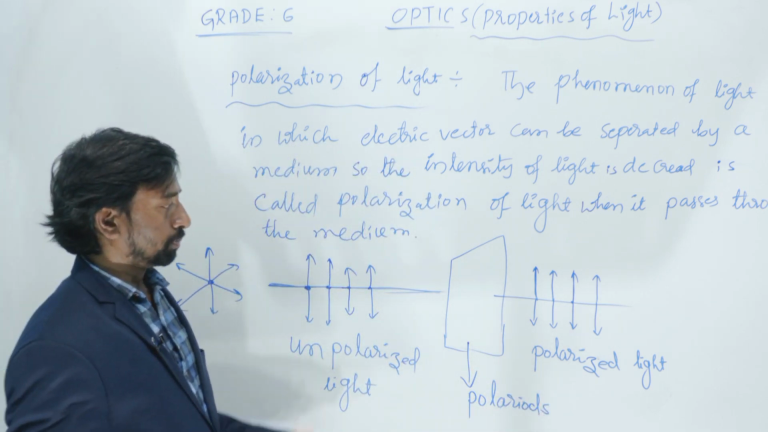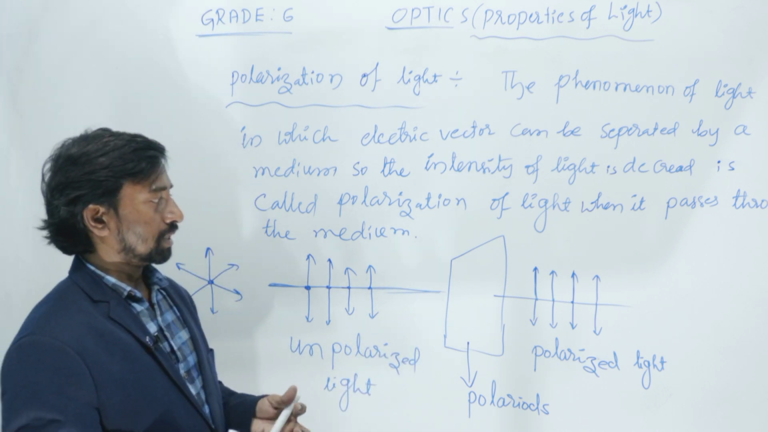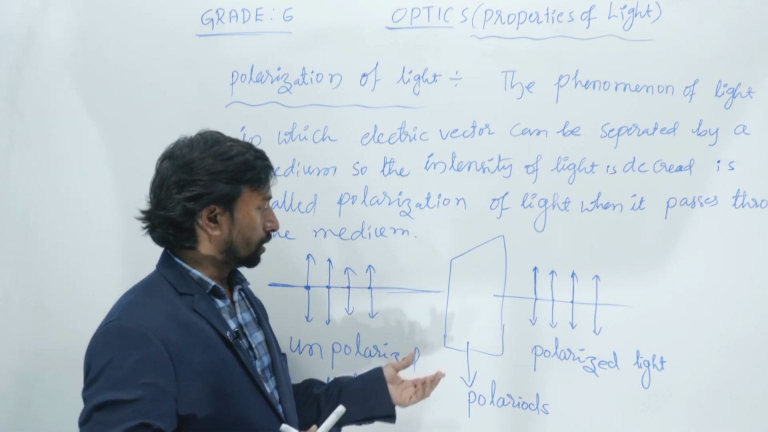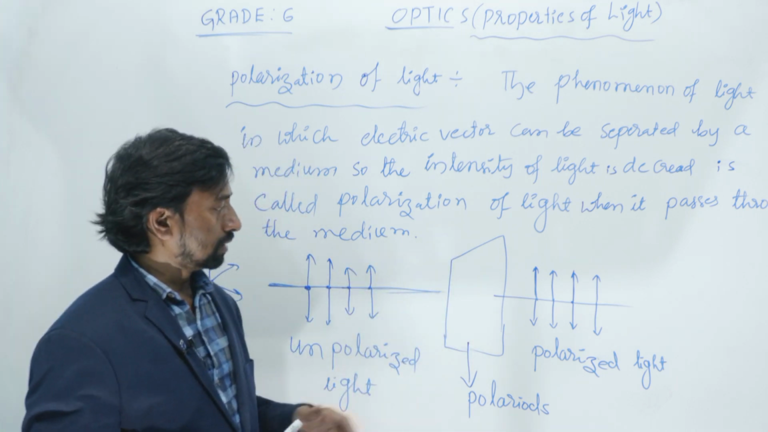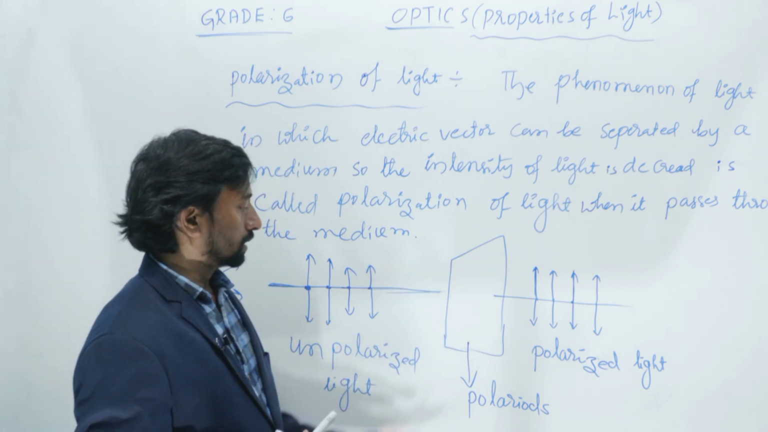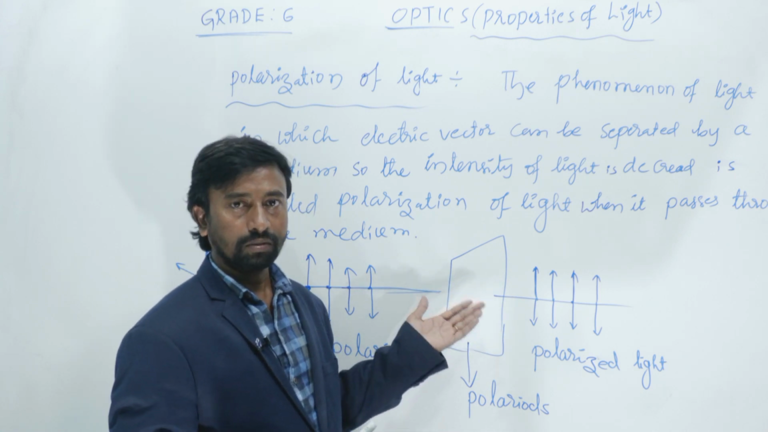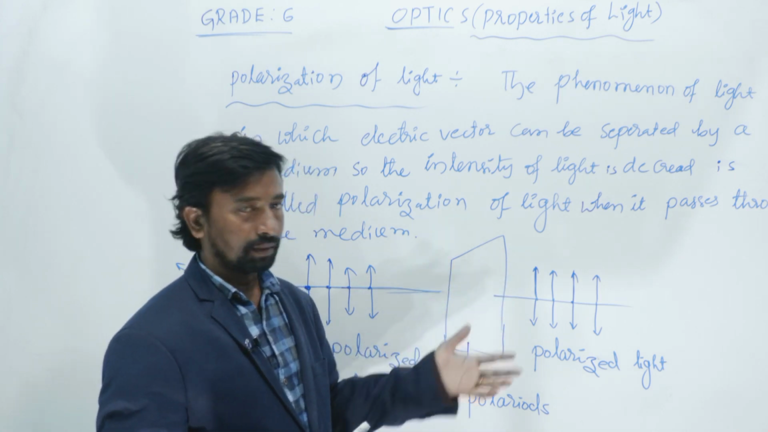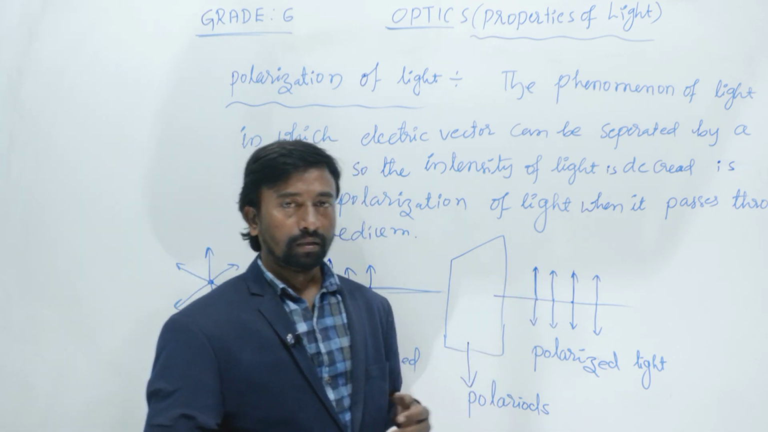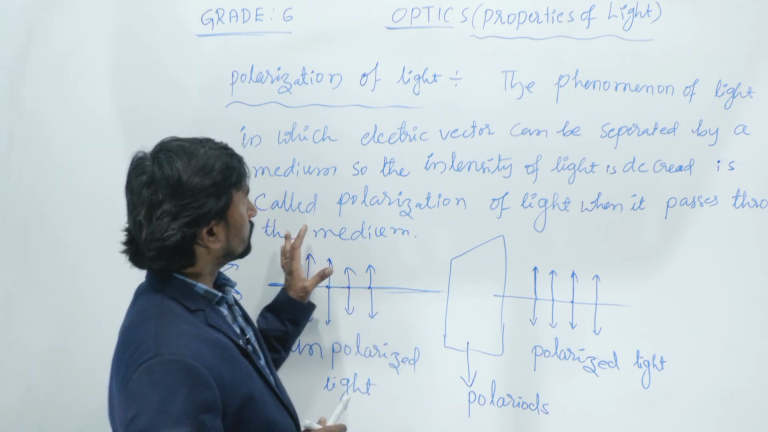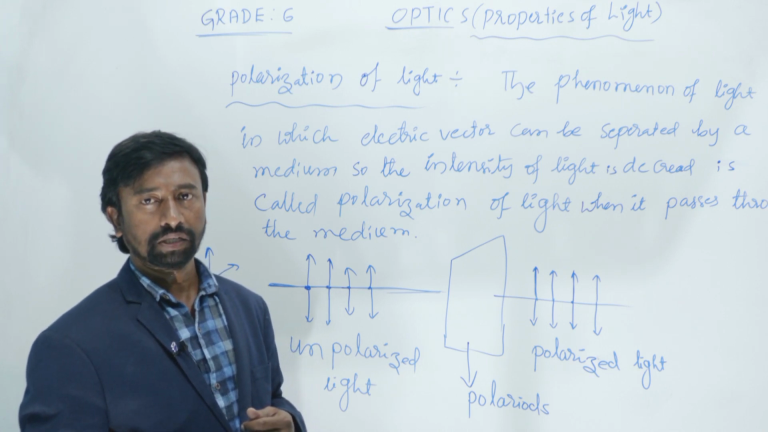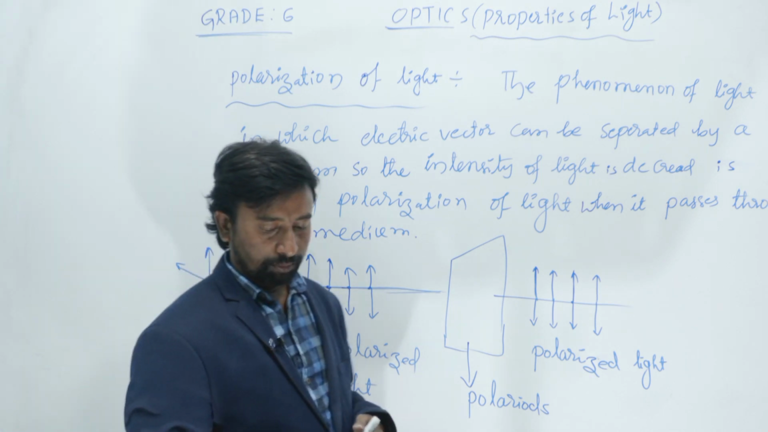Whenever light passes through that, these mediums are used as cooling glasses. So we use goggles. In the goggles, these polaroids will be placed so that the intensity of light will decrease, and they will be used as sunglasses. So the intensity of light will be decreased, and our eyes can be protected in the sunlight. That takes place due to the phenomenon of polarization of light. Okay, so that is about the polarization of light.